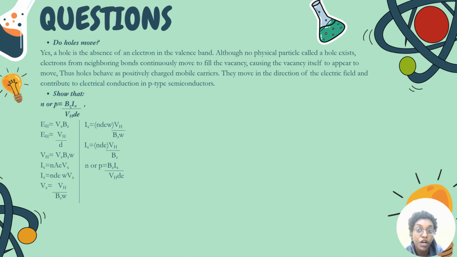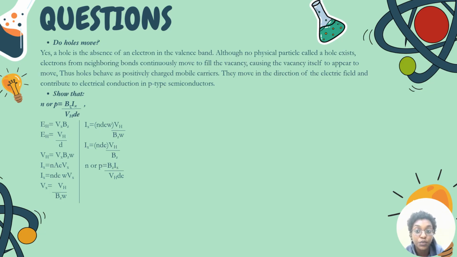Question number 4 asks, do holes move? Yes, a hole is an absence of an electron in the valence band. Although no physical particle called a hole exists, electrons from neighboring bonds continuously move to fill the vacancy, causing the vacancy itself to appear to move. Thus, holes behave as positively charged mobile carriers. They move in the direction of the electric field and contribute to electrical conduction in P-type semiconductors.